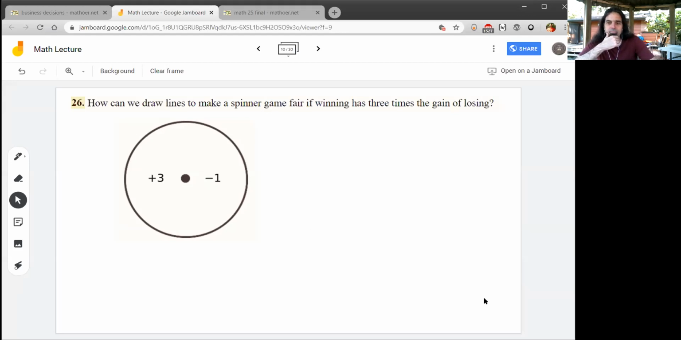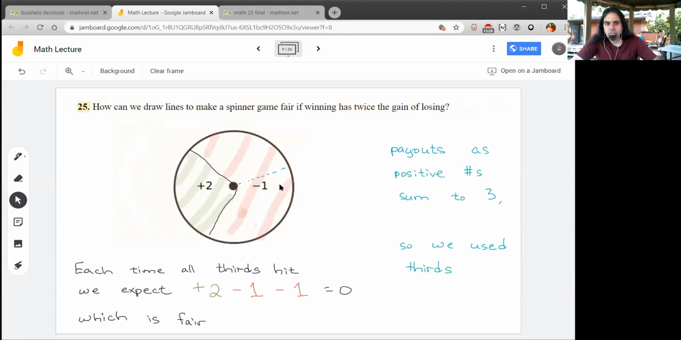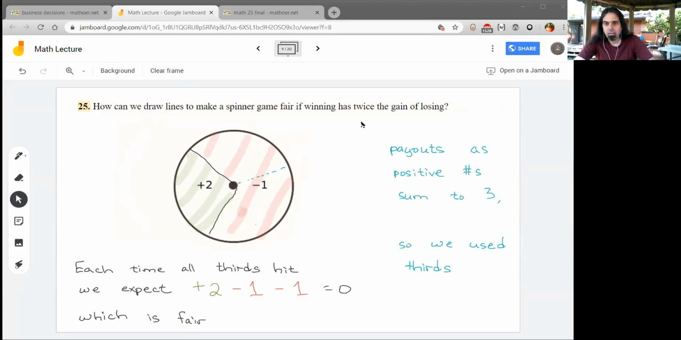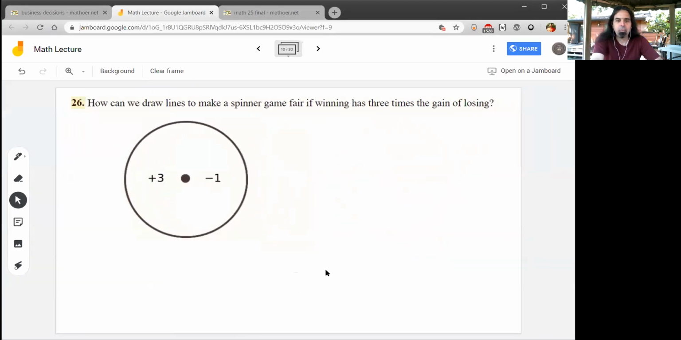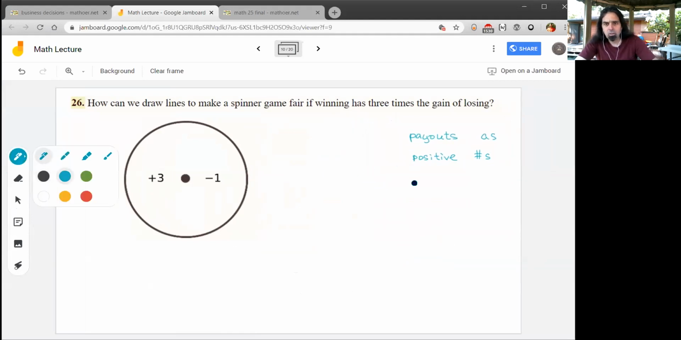So we would want the 3 to be single and we would third it again. It's not thirds again. I got a text chat that somebody said quarters. So as before, if we turn these into all positive numbers, then the sum is 4. 3 and 1 is 4. So we use quarters.